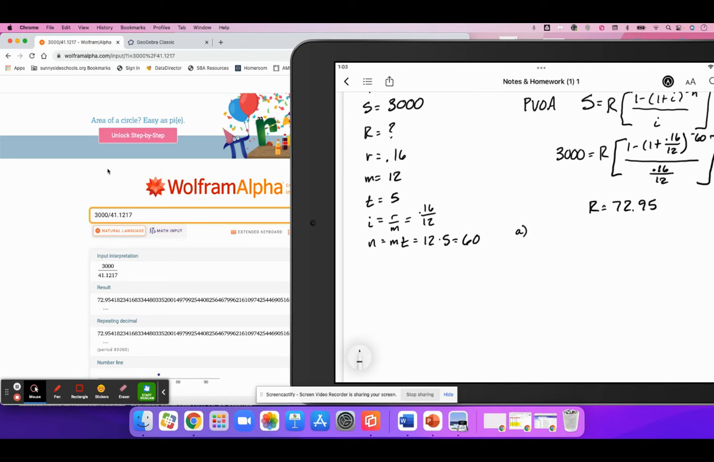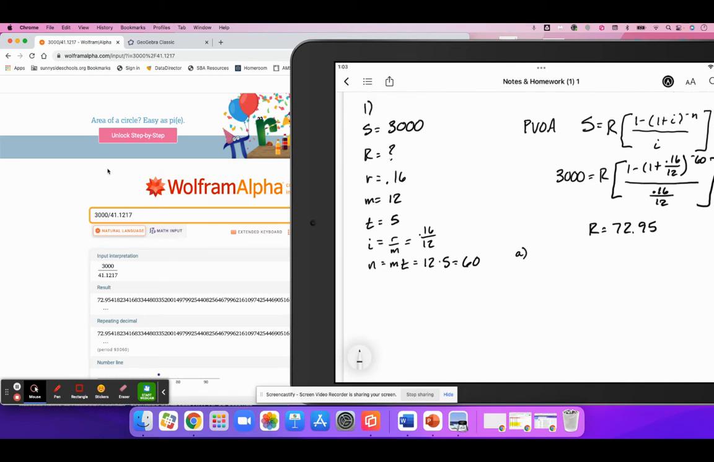So for part A, the monthly payment is $72.95. That really seems like something that I could afford.